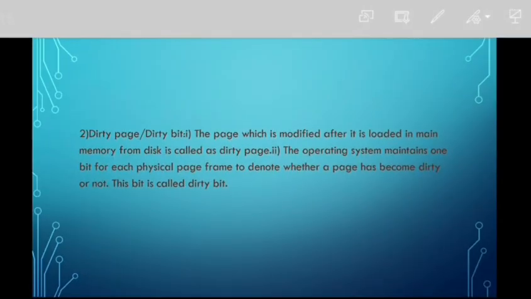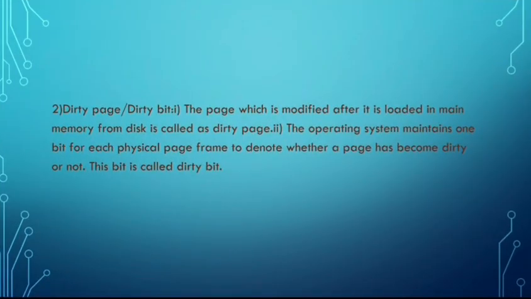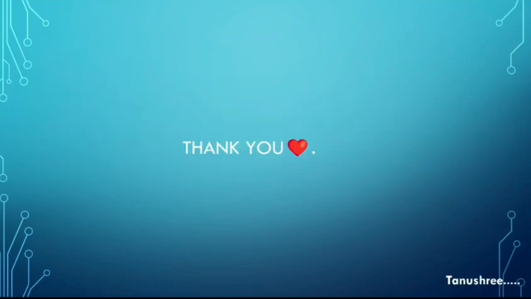Let's see the second, dirty page. A page which is modified after it is loaded in main memory from disk is known as a dirty page. The operating system maintains 1 bit for each physical page frame to denote whether a page has become dirty or not. This bit is called the dirty bit. So, our 6 questions of the operating system 2024 question paper of boards have been completed.